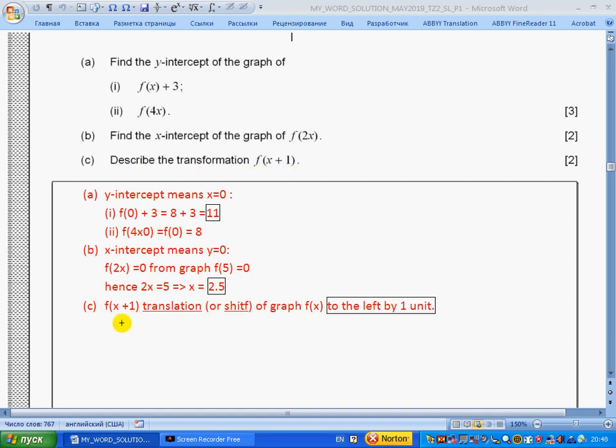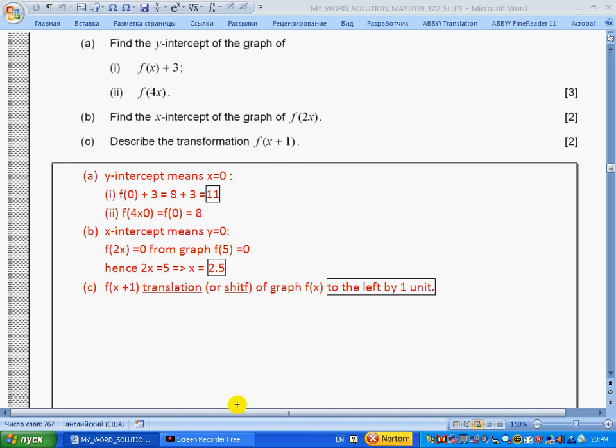Because we add some constant to x, we should do the opposite action to the graph. So it is a translation or shift of the graph to the left by 1 unit. These words are important. Either translation or shift are terms, so you are expected to use these terms.